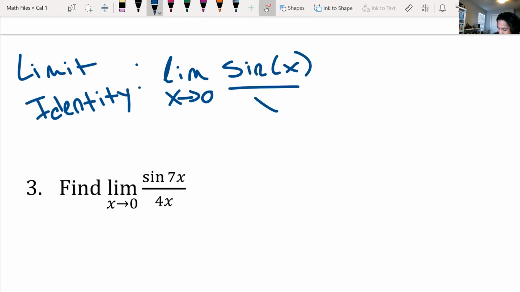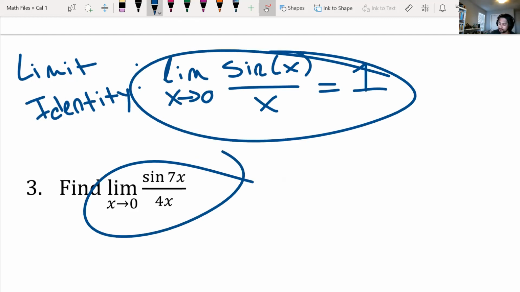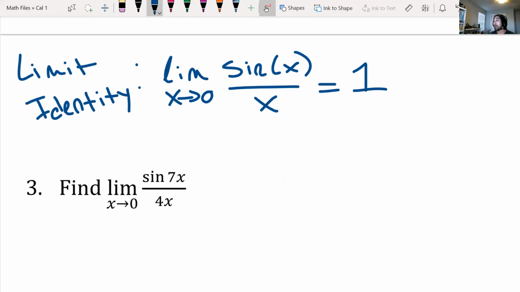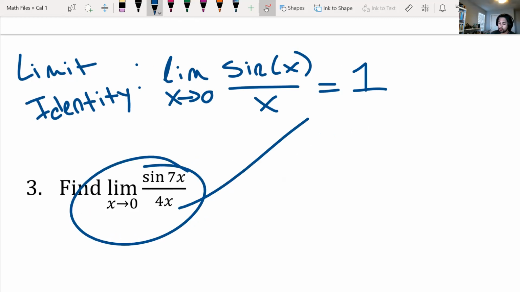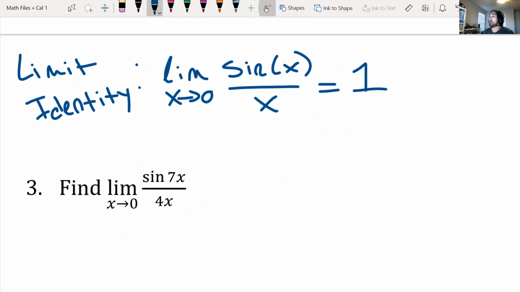Good. So, does this look almost like that one? Very similar, but we have to fix this one in order to get that one. Whatever value of x is inside the sine function has to be the same value of x in the denominator. So if I had sine of 5x, then in order for this limit to be 1, the denominator would also have to be 5x.